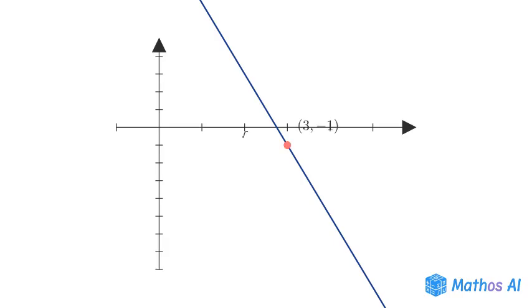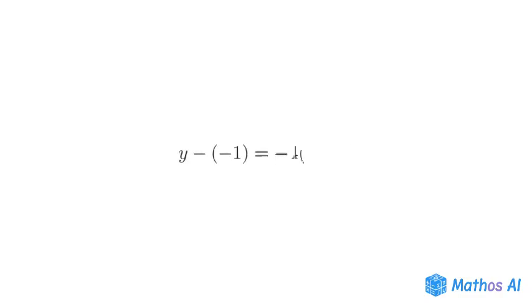Imagine a line on a coordinate plane. We have a specific point, let's say (3, -1), and we know its steepness, or slope, which is -4. Our first step is to plug these values directly into the formula. We substitute our point's coordinates, 3 and -1, for x1 and y1, and our slope, -4, for m.